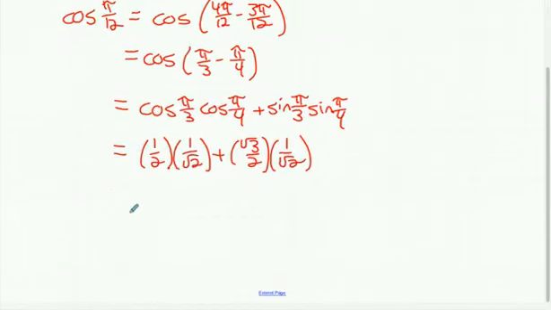And then I could simplify this expression just by multiplying it out. I'll get 1 plus root 3, and they have a common denominator. They both have a denominator of 2 root 2, so I can write it as one fraction: 1 plus root 3 over 2 root 2. If we want to rationalize the denominator, we can multiply top and bottom by root 2, but I'll just leave it like that for now. This is an exact value of cos pi over 12.